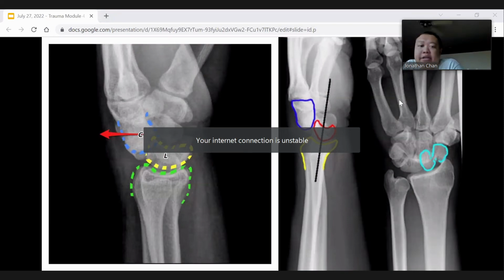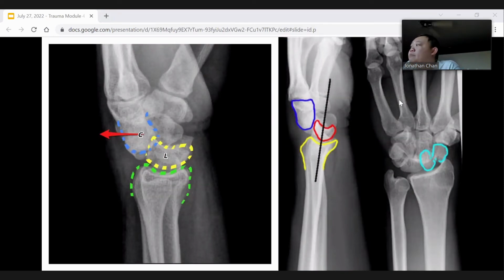We can see some images right here. On the lateral, we see where the blue marking is. This is the capitate, and we see that it's displaced dorsally compared to the lunate right here. We know this is displaced because we can see the lunate is still in alignment and normal contact with the radius, which is here in green.